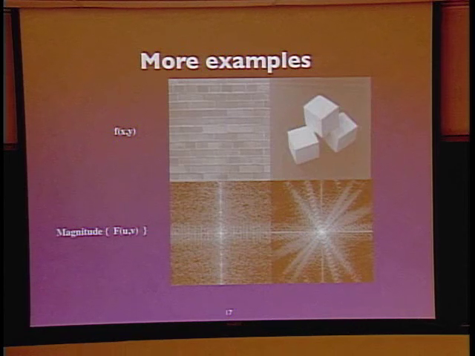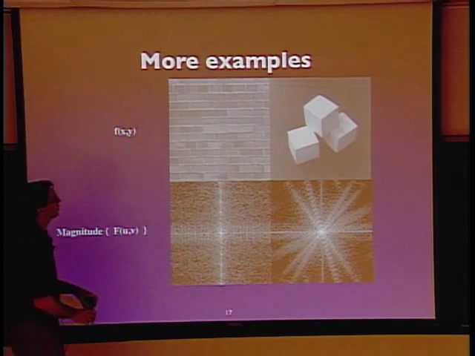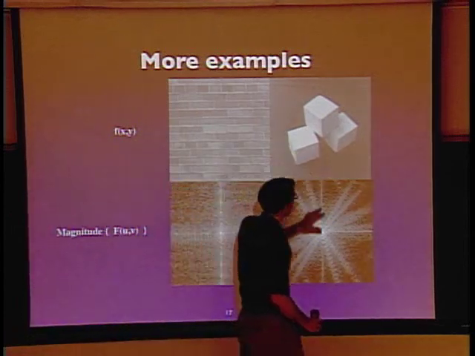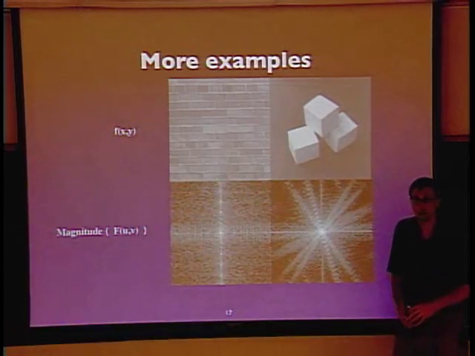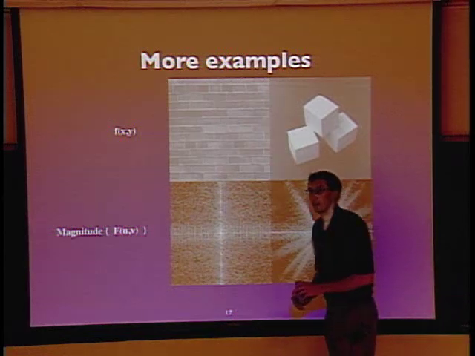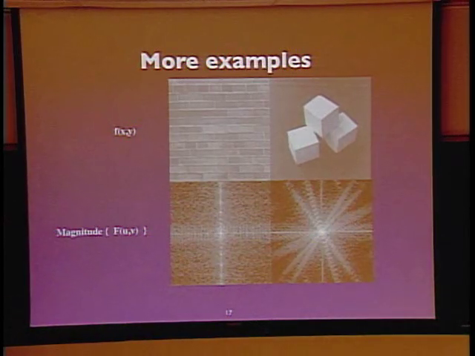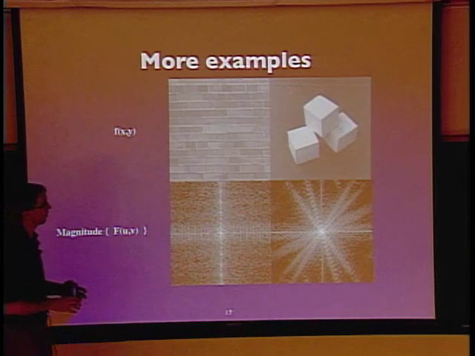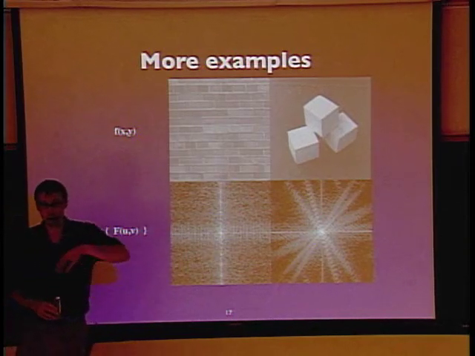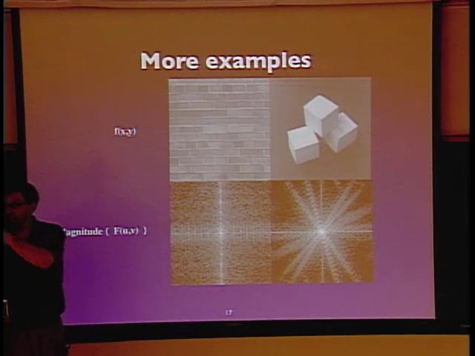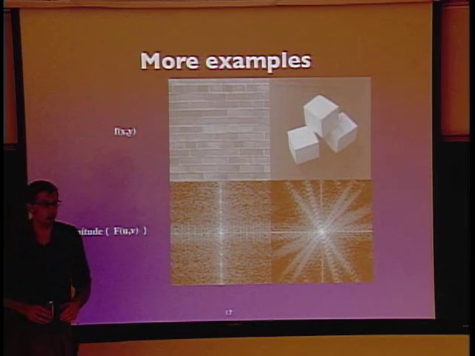Here are some more examples. We have a brick wall and its Fourier transform, and then a set of blocks and its Fourier transform. So one puzzle for you all. It's not much of a puzzle because I'm about to tell you the answer, but can anyone tell me why the Fourier transform of the blocks or sugar cubes or whatever they are has that stripey stuff coming out of it? Yeah.